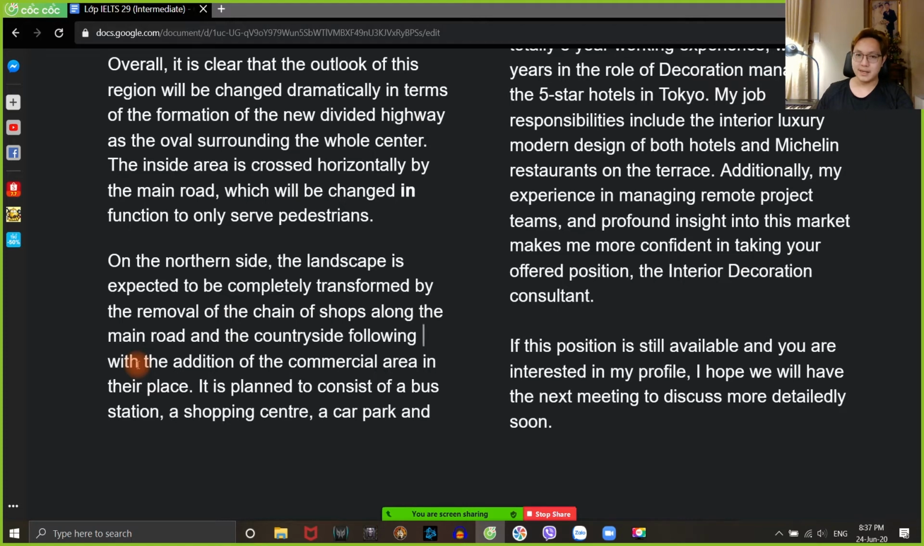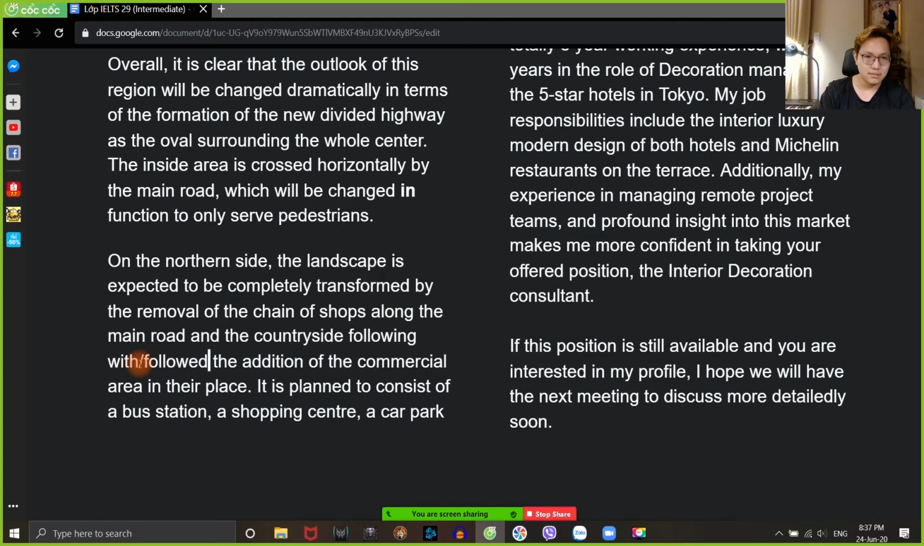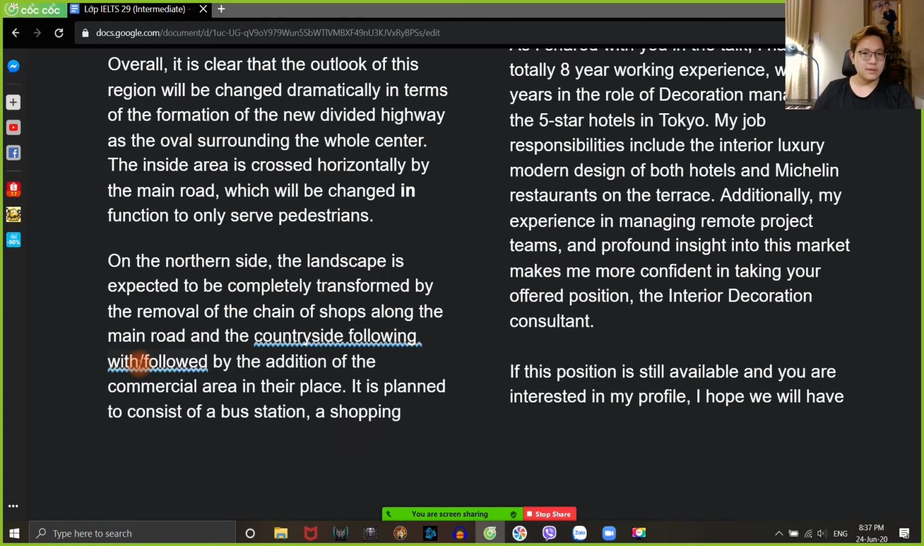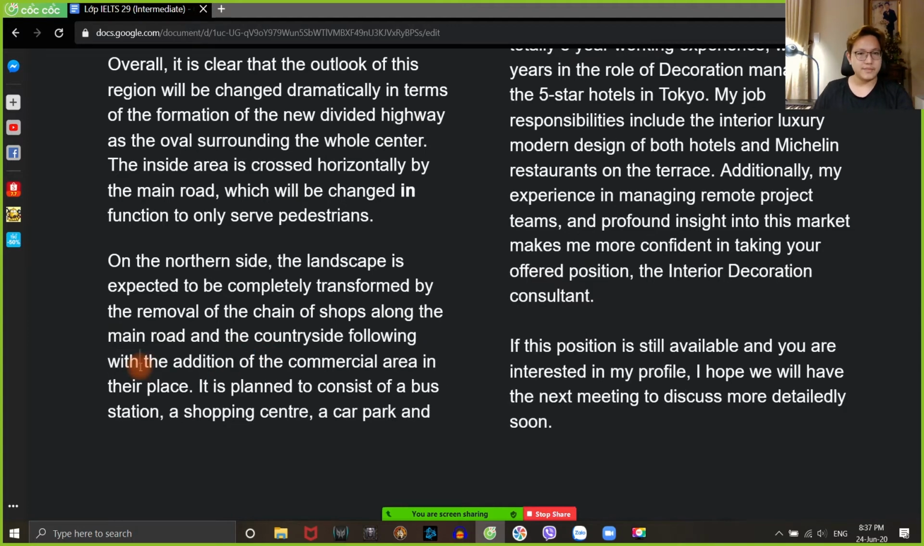Em đang suy nghĩ là "following with" này là "following by" mà. I think "followed by", được theo sau bởi. Followed by, I think followed by. Sounds okay. If you have seen like "transform by", then you don't want to have another "by". Dạ đúng rồi. And the countryside following with the addition of a commercial area in their place. Theo sau với cái sự thêm vào của cái khu vực thương mại ở cái nơi chốn của chúng.